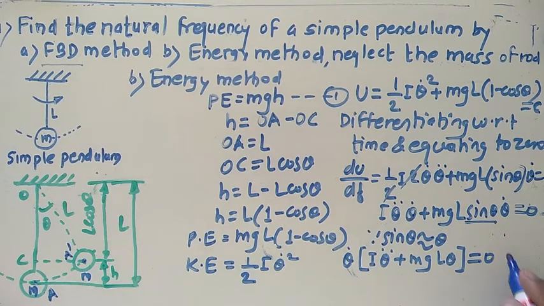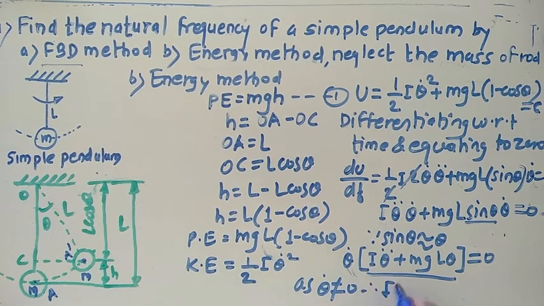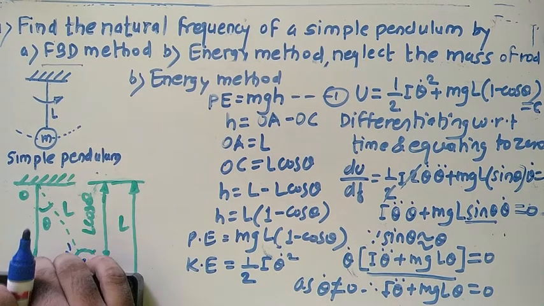In this case, the velocity of the whole system does not become 0, so this bracket must be equal to 0, as theta dot is not equal to 0. Therefore I theta double dot plus mgL theta must be equal to 0. Now write this equation in such a way that, just erase this portion on this side.